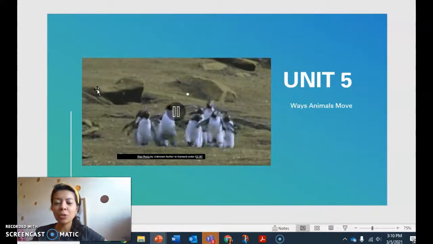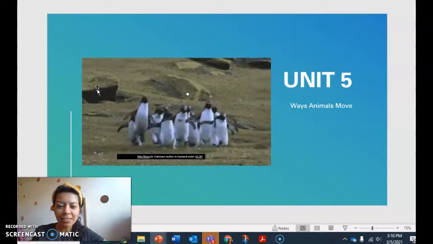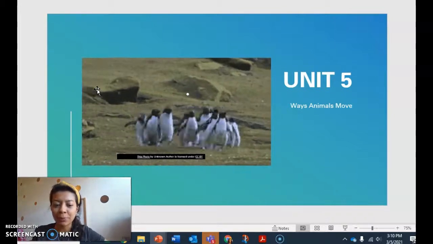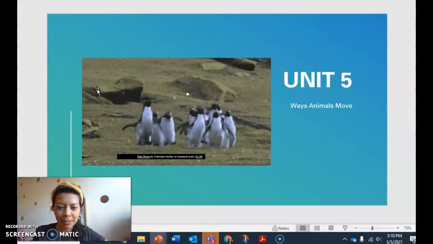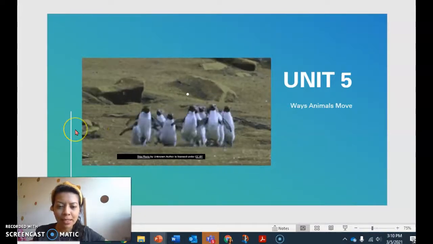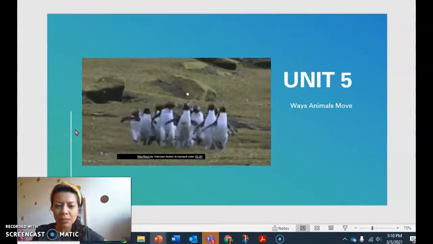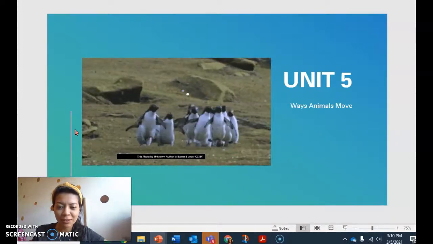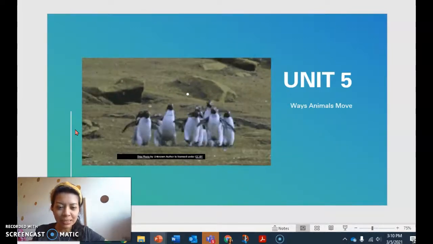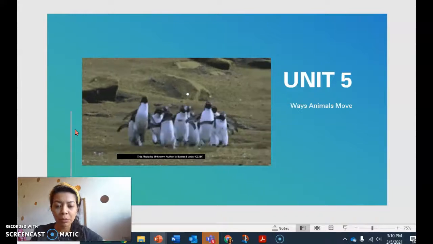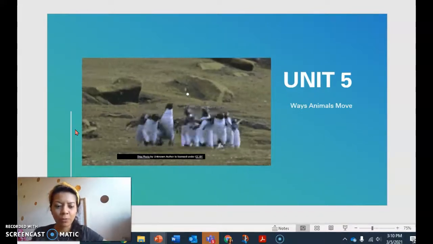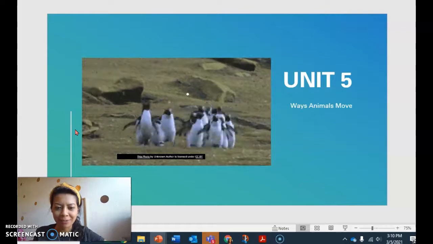We are continuing Unit 5, and in today's lesson we are going to be looking at different animals and ways that they move. Here in this picture we see some penguins. How do you see these penguins moving? If you said by using their two legs, you're correct. Yes, we see that these penguins are using both legs to run, hop, and walk to move from one place to another.